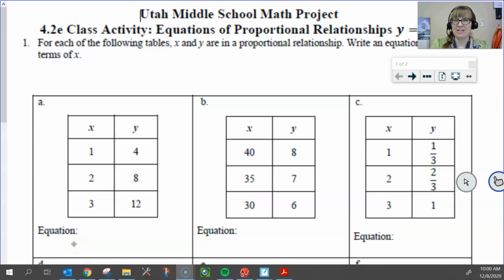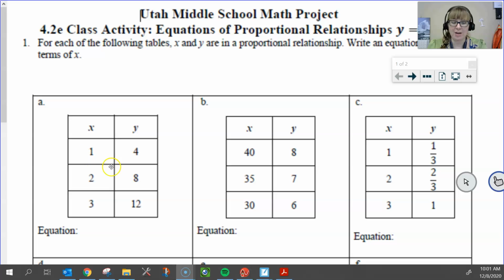Hello, Math 7 students. This is Utah Middle School Math Project 4.2c on writing equations for proportional relationships. This video is going to be very short. It's really just an instructional video because we've been over the concept and the skill of writing equations multiple times. So this is really just a practice day.